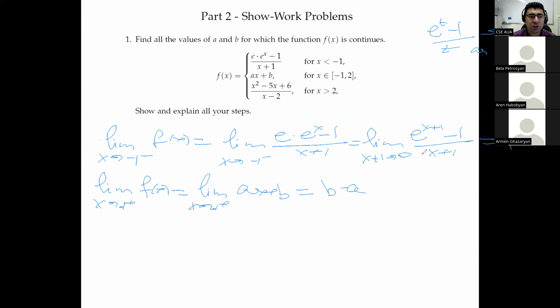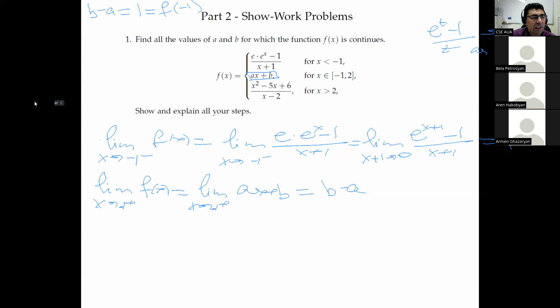But the limit of ax plus b is just plugging in -1 instead of x, we'll get b minus a. To get continuity here, it's b minus a. Limit from right side should be equal to the limit from left side. And actually, this is the same as f(-1). Obviously, f(-1) is again b minus a. Okay, this is our value at -1. So we have one piece of information: b is a plus 1.